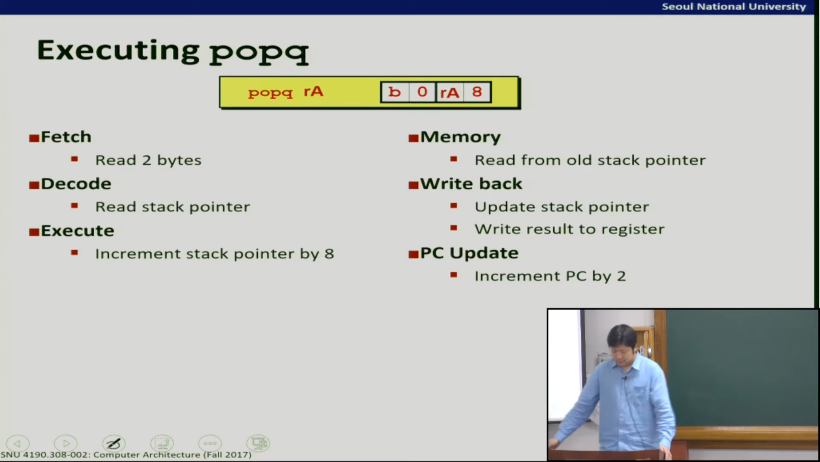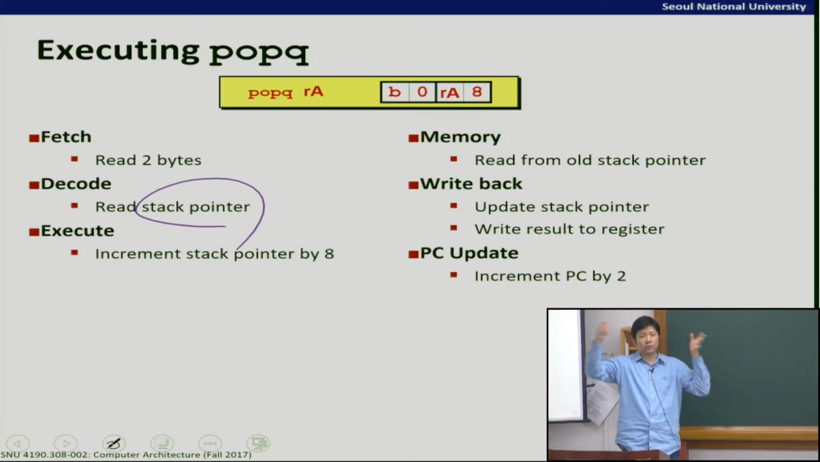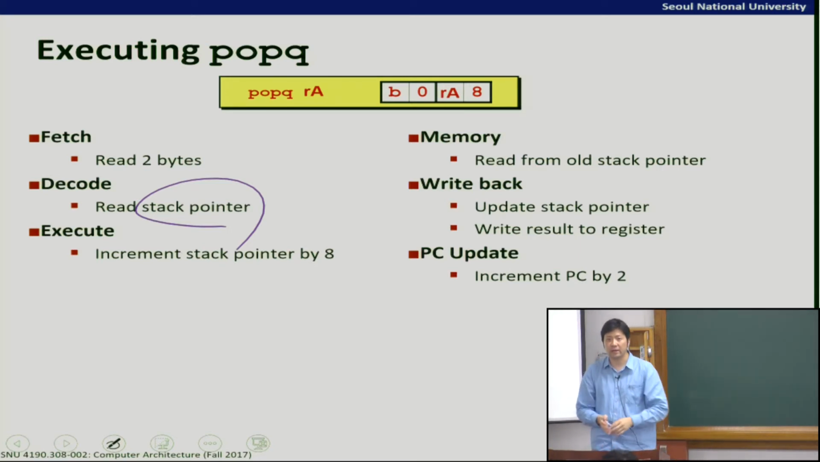All right. So the next instruction is popq. So popq is kind of another interesting case. In this case, to execute the popq instruction, the fetch stage reads 2 bytes, and in the decode stage we read the stack pointer, right? Because what the pop instruction does is read a word from the stack location pointed to by the stack pointer, and then copy the value into the register specified by RA, right?